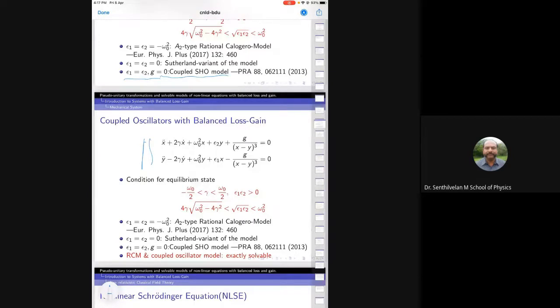So we don't have an example of exact models for n-particle systems with balanced loss and gain. But I present here this mechanical model just to give you the idea for the mechanical system. How do we introduce a balanced loss gain system? That was the part. Okay, so are there any questions?